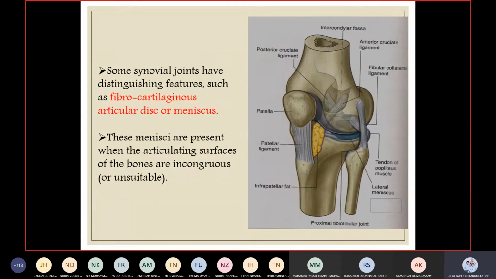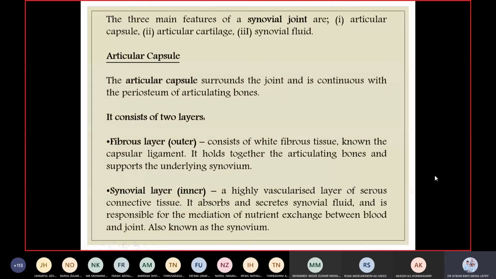Okay, so some synovial joints have distinguishing features such as fibrocartilage. They have an articular disc or meniscus. Okay, but as a whole, these are the three main features of the synovial joint that you need to know. Okay, it has an articular capsule, articular cartilage, and synovial fluid. Okay, so first we will talk about the articular capsule. It surrounds the joint and is continuous with the periosteum of the bones articulating it.